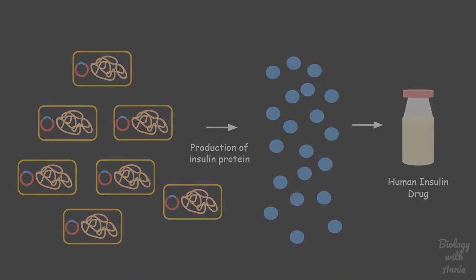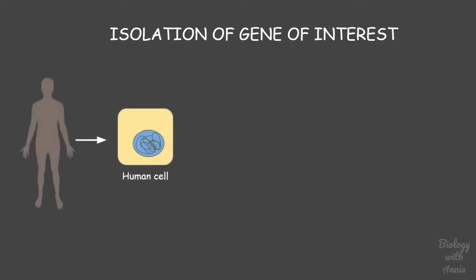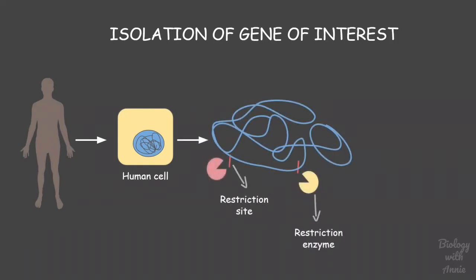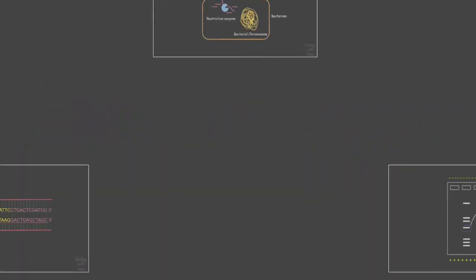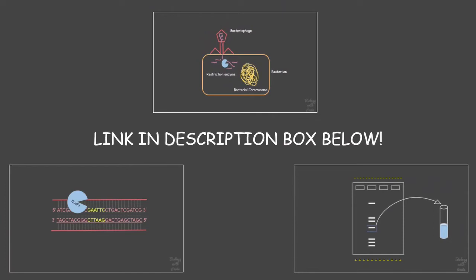Now, this process involves multiple steps. The first step is to isolate the gene of interest or the insert. Let's say you want to isolate a gene from the human cell. One approach is to use restriction enzymes to cut the gene from the rest of the genome. If you want to know more in detail about restriction enzymes, then I highly recommend you to watch my previous video. I will leave a link for it in the description box below.